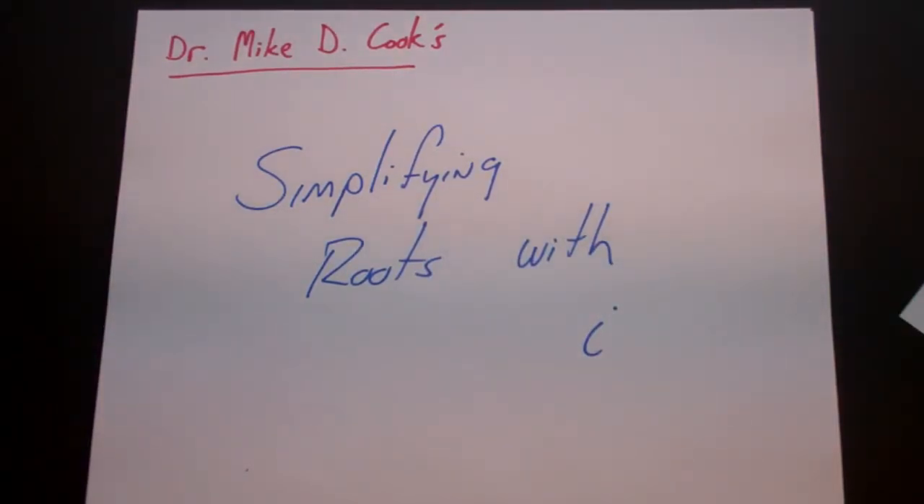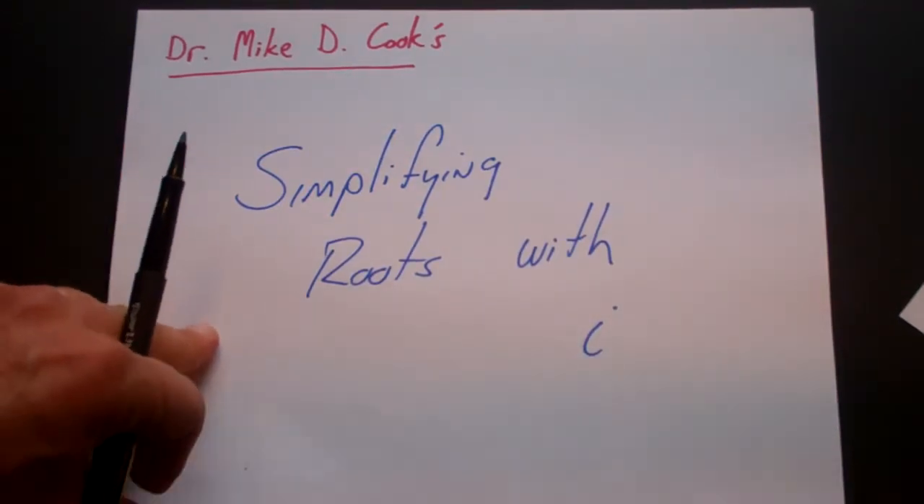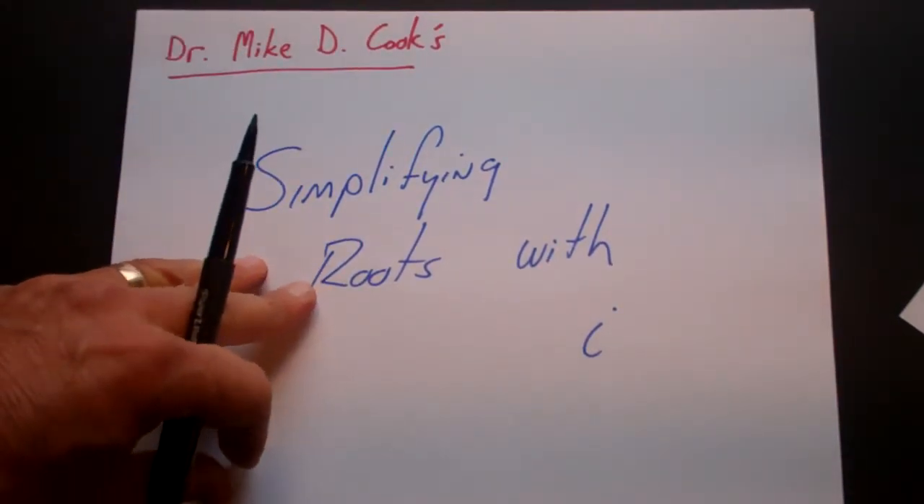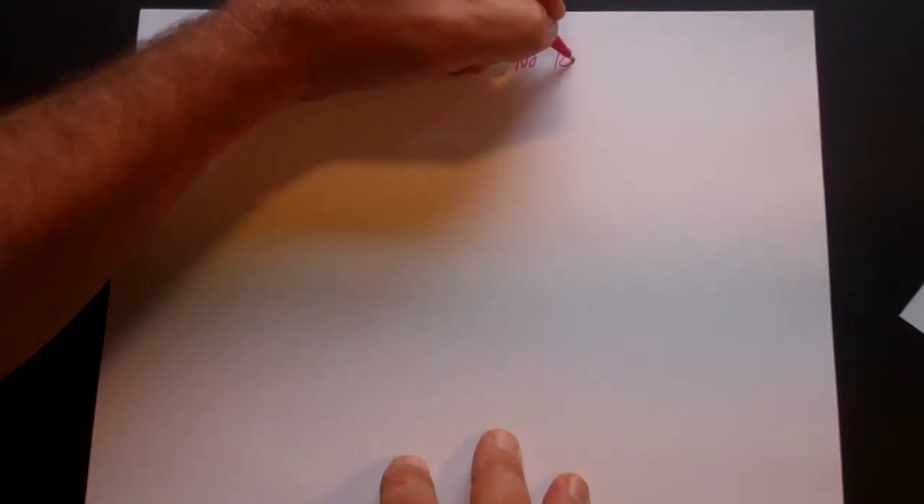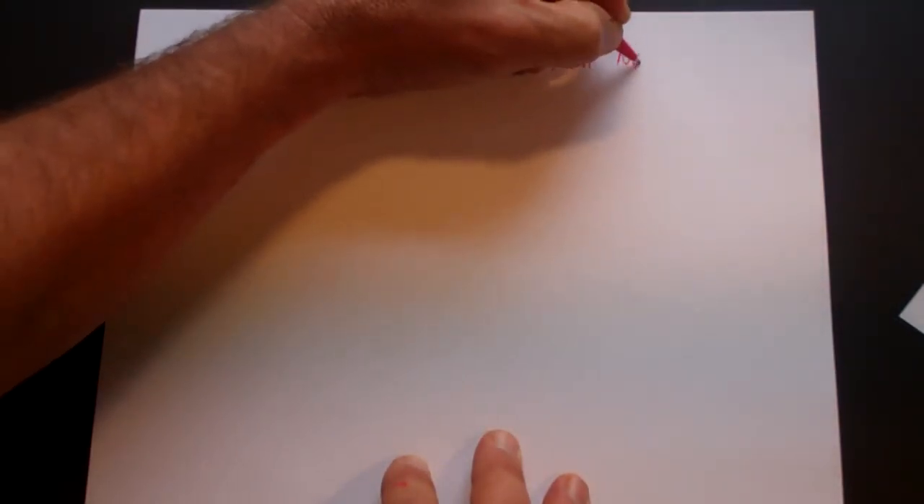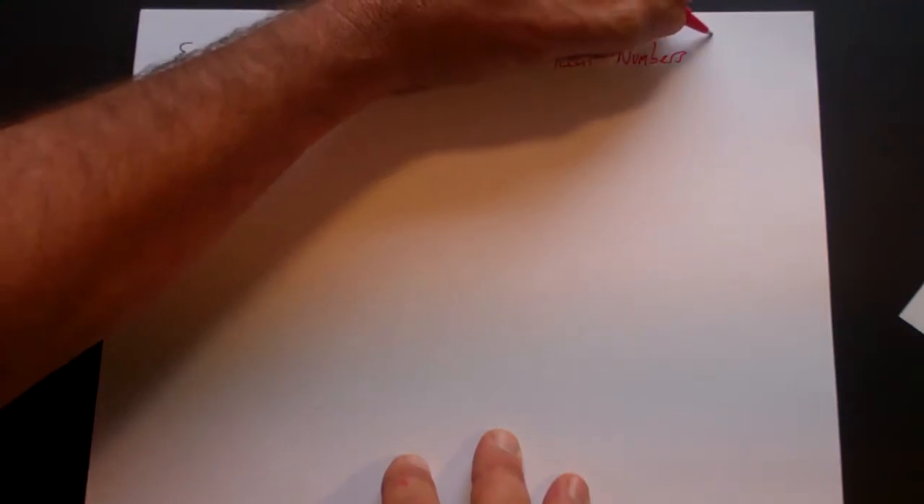This is the next in a series of videos on complex numbers, and in this one we're going to simplify square roots using i. In particular, we're going to look at a problem that looks like this, the square root of minus 80. The first thing to realize is the square root of minus 80 does not exist. There's no real solution, right? There's no real number that this simplifies to.